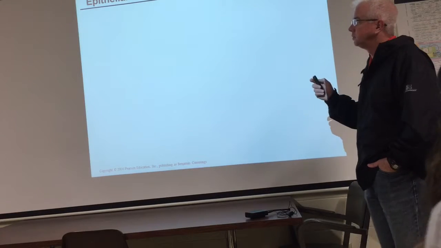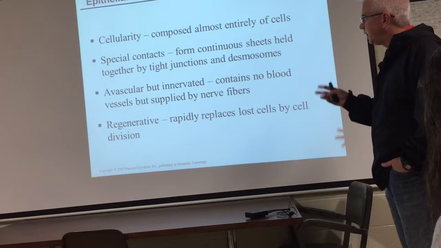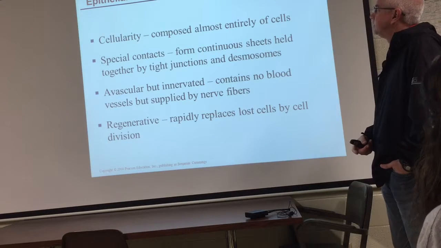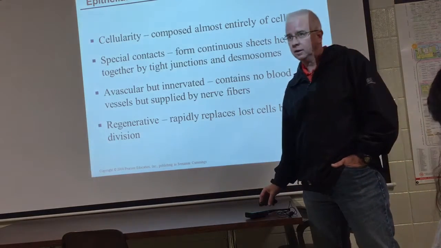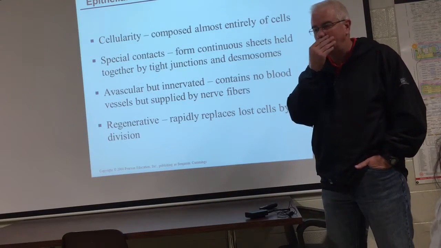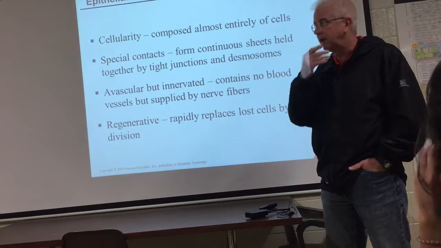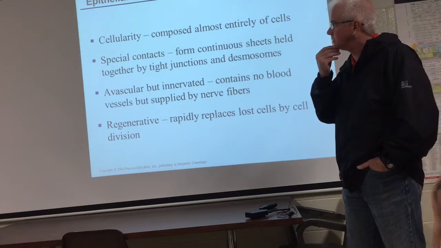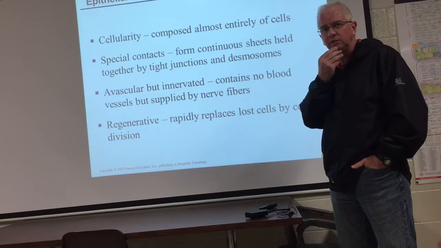All right, so epithelial first. We say that epithelial tissues are cellular in nature. They have a cellularity, that is, they're composed almost entirely of cells. Now, this is where teachers come in, right? Clarify what you mean by this. The textbook tells you that this is a characteristic of epithelial tissues, their cellularity.